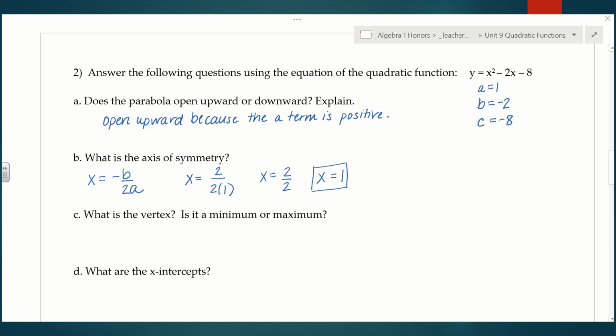Remember, that's the line that goes through the turning point, and it makes it so that the parabola is symmetrical. Part C says, what is the vertex? Well, because the axis of symmetry runs through the vertex, we know that the x-coordinate of the vertex is going to be 1, because it has to be if it goes through that point. To get the y-coordinate, we're just going to substitute 1 into our equation and figure out what y would be. So I'm going to take our quadratic equation from up above, and substitute 1 for all of my x values.